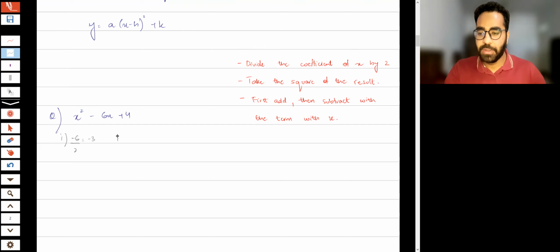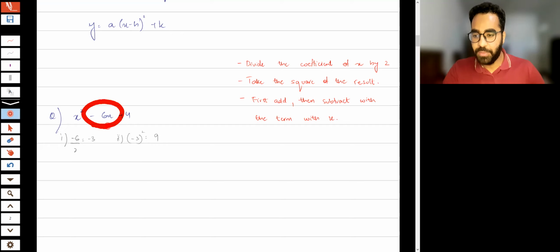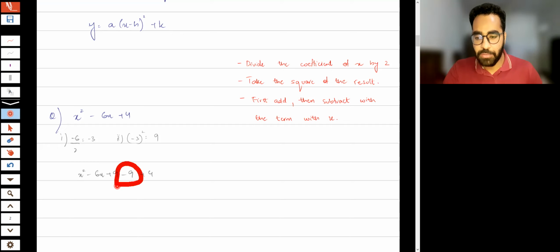The next step is take the square of the result. My result is -3. The square of -3 is 9. Then it's saying first add, then subtract the result with the term with x. So my result is 9. I'm going to add 9 to the term with x, which is -6x. So I'm going to add 9 to -6x, and I'm going to subtract 9. Just remember that you have to add first and then subtract. We cannot subtract first and then add.